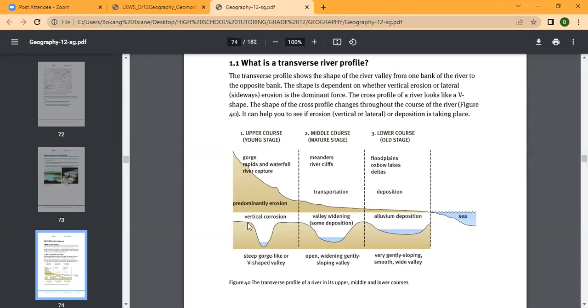So at the start, the river is steep, so we have a V-shaped valley. And then as we move along, the river starts to open up, and then we have some deposition occurring, but the main thing that occurs there is transportation. And then at the third stage, we have alluvium deposition, where only deposition occurs because the velocity of the river has decreased.